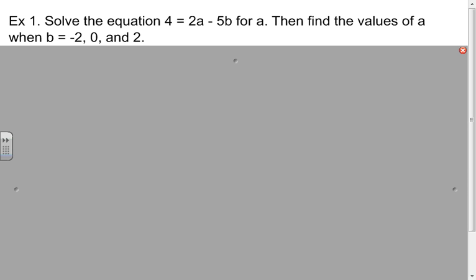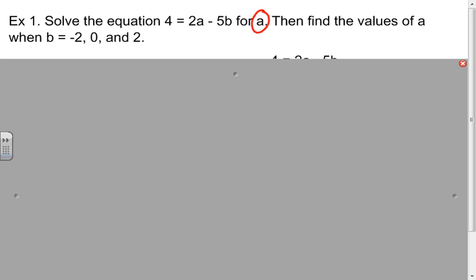So a problem would look like this. Solve the equation 4 equals 2a minus 5b, and we're solving that equation for a. There's two variables. There's the a and the b. The one we care about is the a. That's the one that we're trying to isolate. Then we're going to find the values as we go on. We'll just solve the equation first.